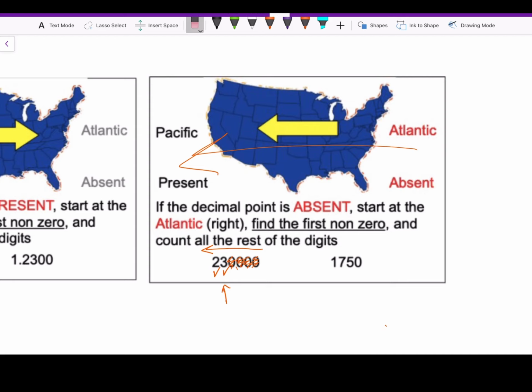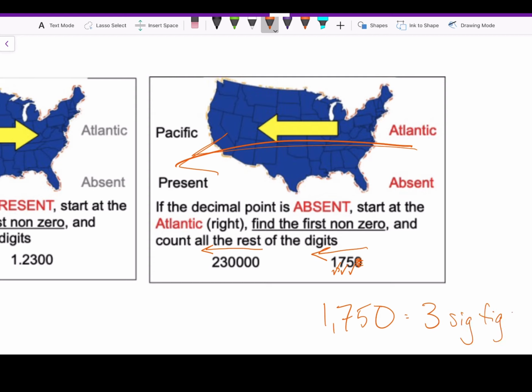Let's try the next one. 1,750. Once again, the decimal point is absent, so we will move from our Atlantic side over. We start with the first non-zero. Can't start there. We can start here. And then we just check across. So 1,750 has 3 sig figs on it.